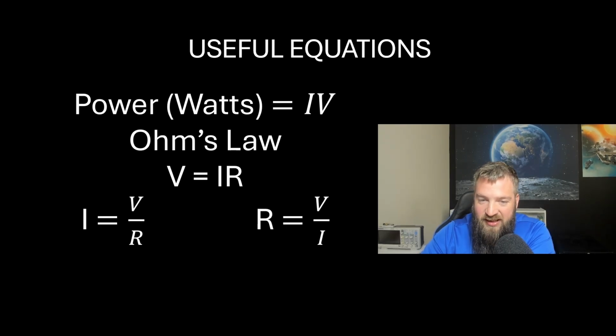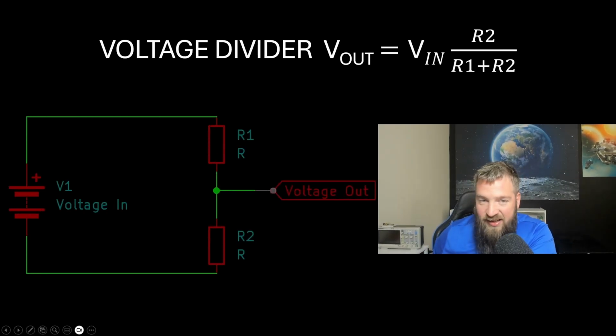You have voltage is equal to resistance times your current. You can get your current from voltage divided by your resistance, and your resistance is equal to your voltage divided by current. So as long as you know two out of those three values, you can do something with it. All right. This is what you have when you have a voltage divider.